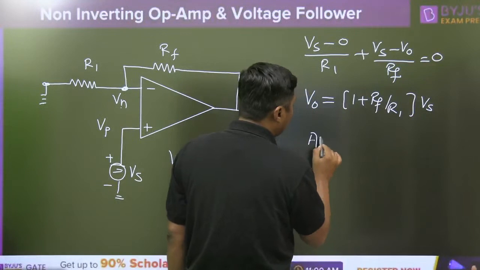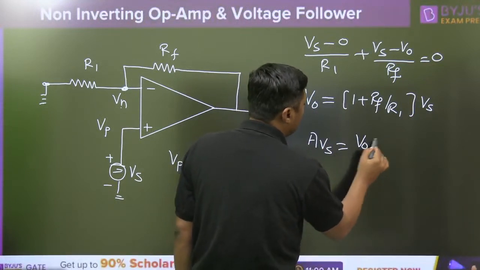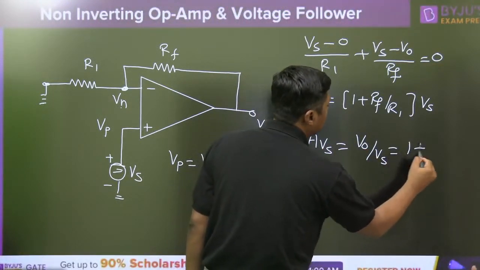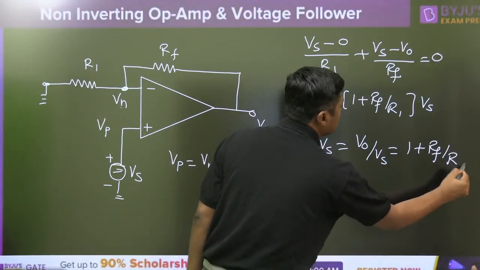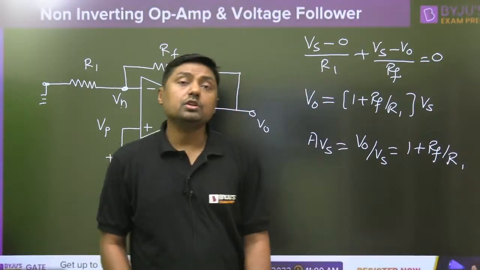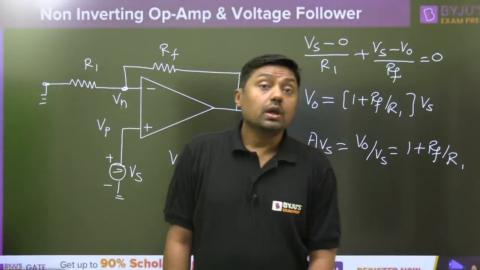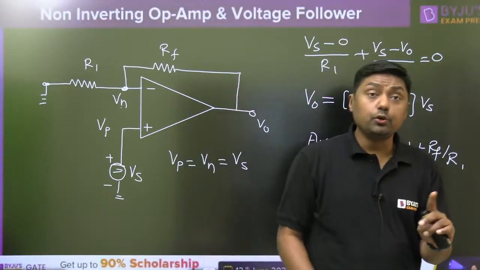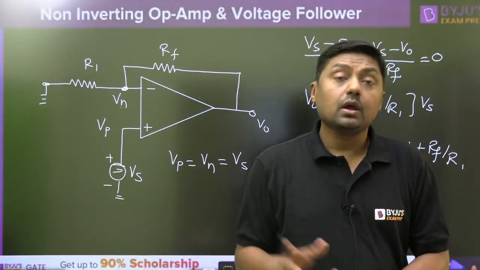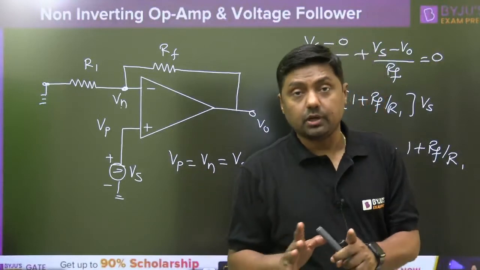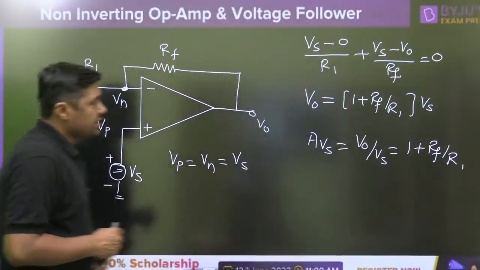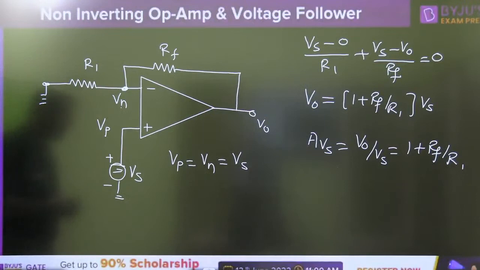And what will be the gain? V0 by Vs is equal to 1 plus RF by R1. That is the simple gain with 0 degree phase shift. If you have any specific doubt, then you can ask. Yes, please go ahead. Related to what? Non-inverting terminal. Okay. That is the first case: 1 plus RF by R1.